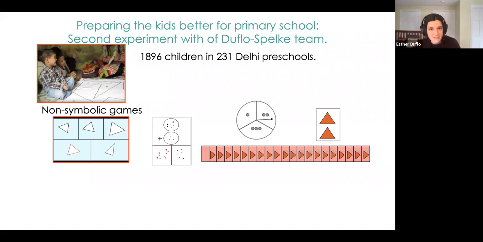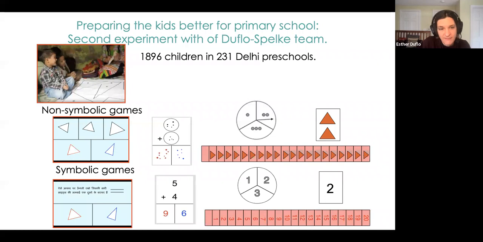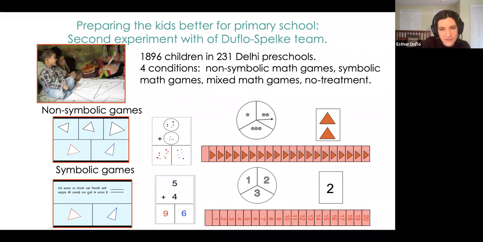You remember the first experiment I showed you about a preschool math program that was successful in teaching kids intuitive mathematics, but was not leveraged by the schools. So what we decided to do in a second experiment is to still continue to work in preschools, but add a formal component to it, so symbolic games. And so now we compare conditions where we are teaching only non-symbolic math to a condition where we are teaching symbolic math.